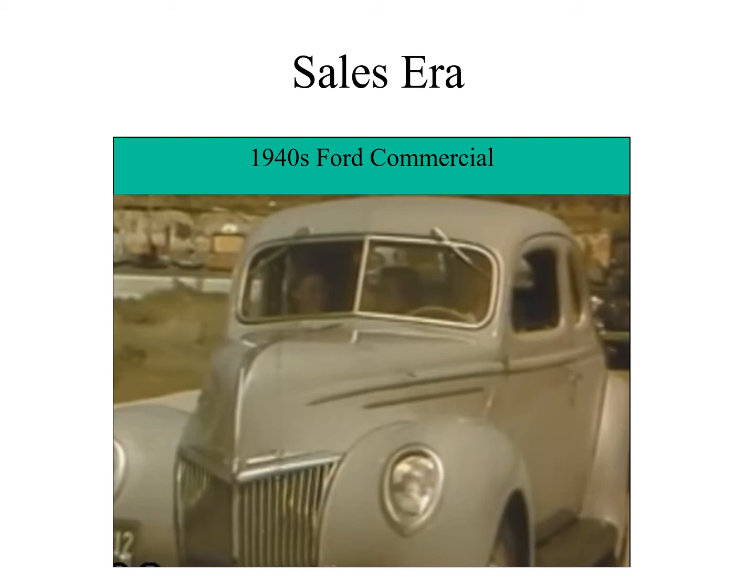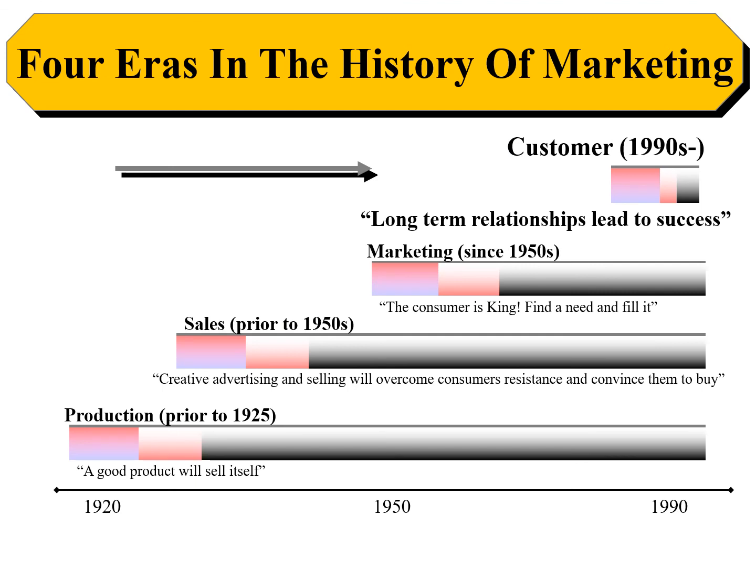The thought was that you can create a commercial, tell consumers about the benefits, tell them about what the product is, and they will buy it. You just need to convince the consumers that you have to buy the product. Next came the marketing era, the third bar from bottom. Since the 1950s, the consumer is king. Find a need and fill it. That's the era that we are right now in.